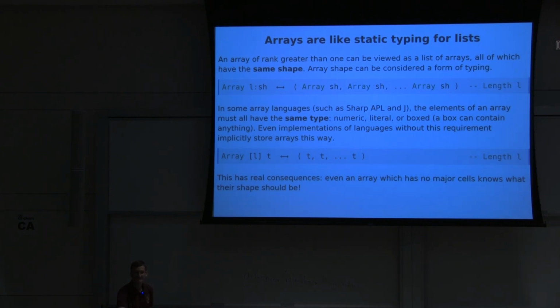What defines a major cell other than being the first element of its array? It's not the first element.